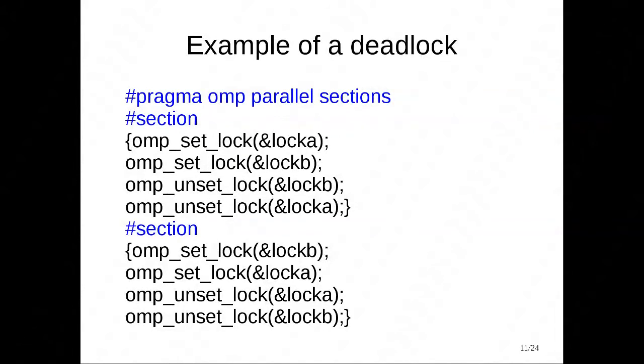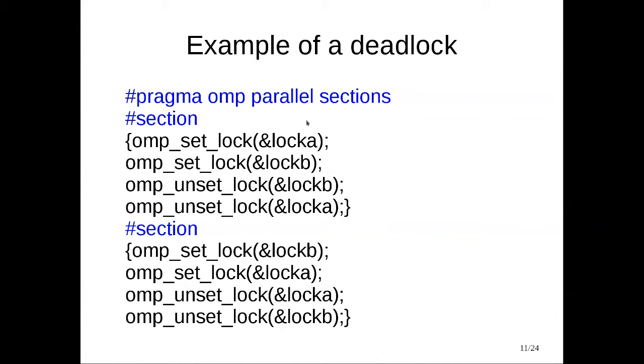And here's an example of a deadlock. It looks a little bit complicated. Basically, there are two sections, two threads executing in parallel, and we're using two locks enclosed. So we first set lock A, then set lock B in one thread, and then unset in the opposite order, and the opposite order for the other section, B and then A. Then what happens depends on the execution timings.